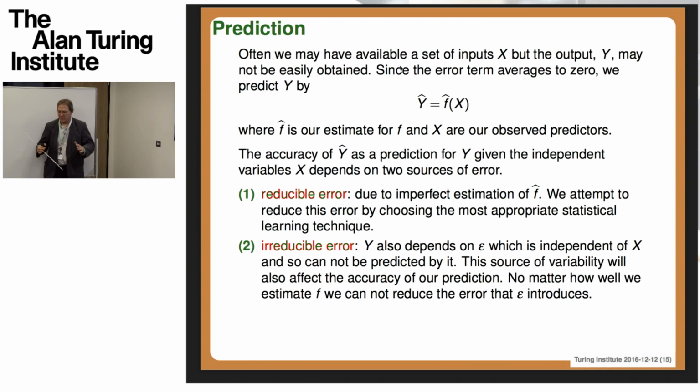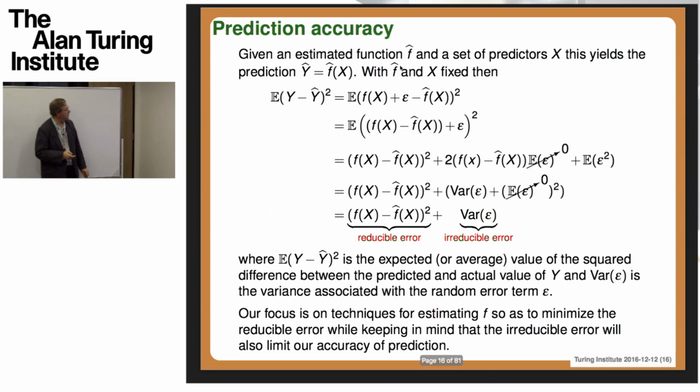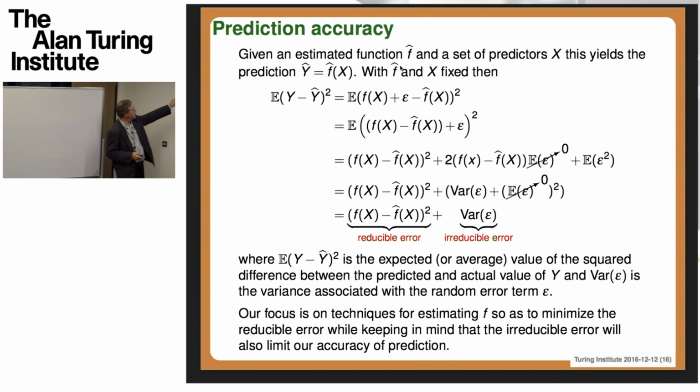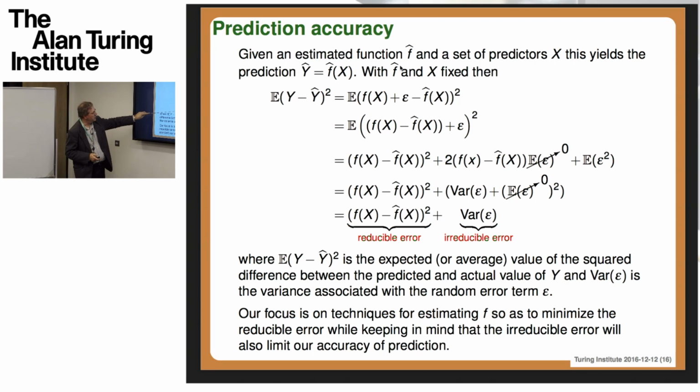We have to live with that. Okay, so I think I'll probably skip this one. It just says that the mean squared error is the sum of those two errors.